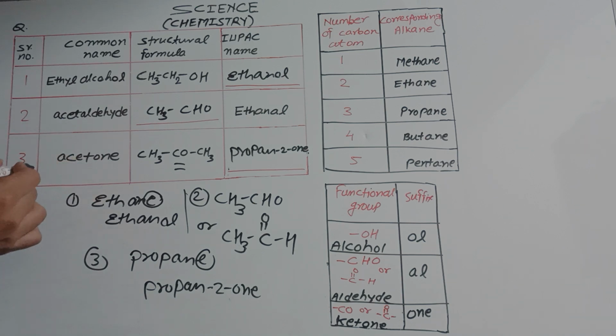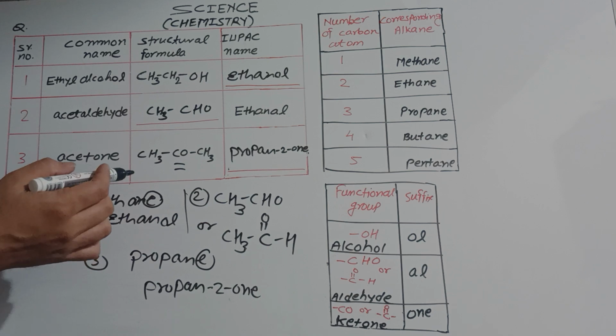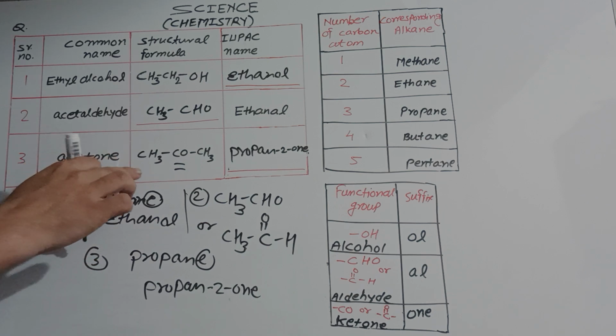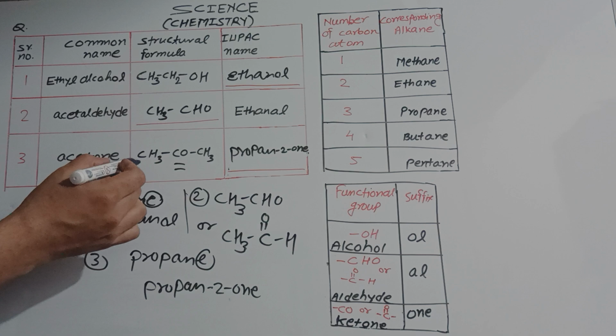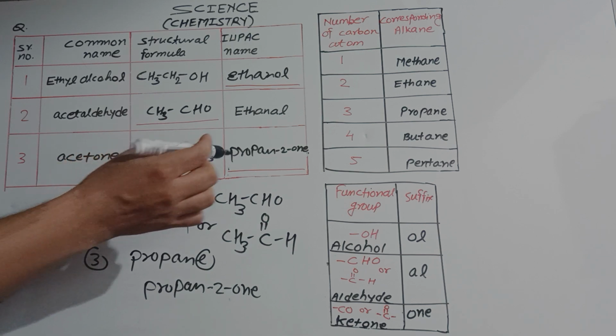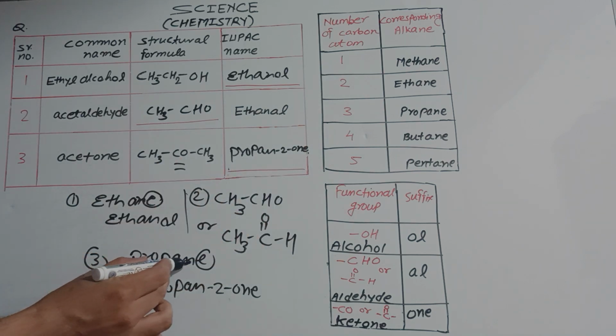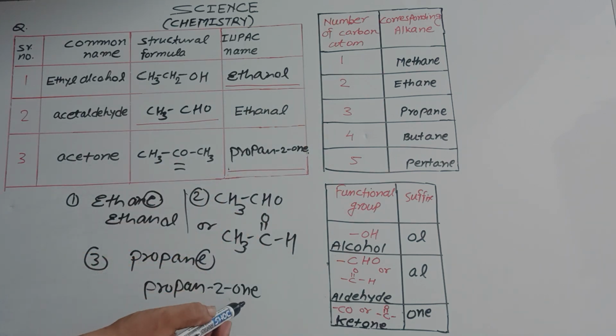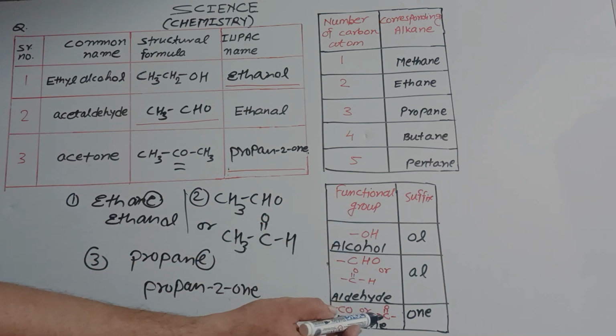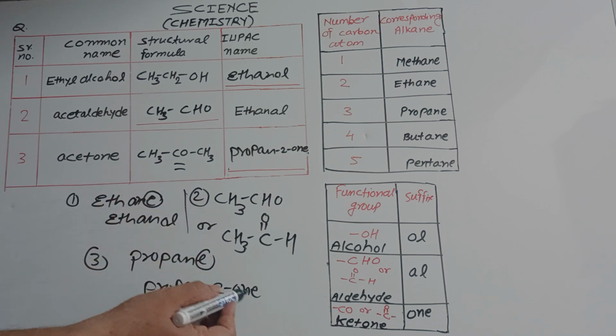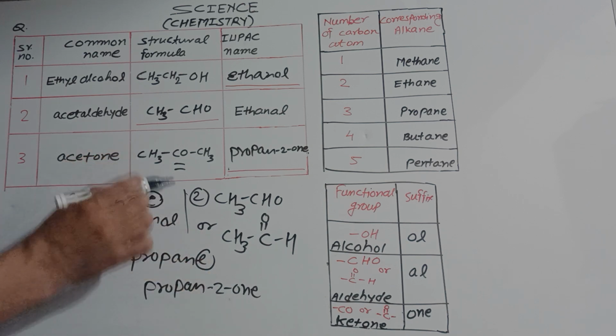The next one, the third one: the common name is acetone, and the structural formula is given, CH3COCH3. So how many carbon atoms are there? 1, 2, 3, 3 carbon atoms. For 3 carbon atoms, the corresponding alkane is propane. We will write propane, and E will be replaced by ONE, the suffix for the ketonic group. So we'll write ONE and we have to indicate the position of the ketonic group, that is 2.